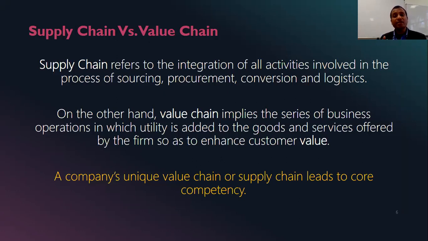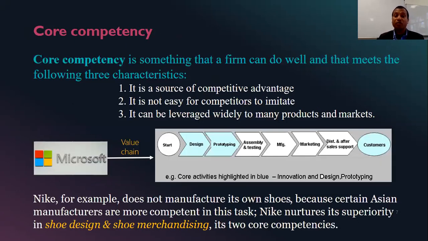So why is the understanding of the supply chain or the value chain or the value delivery process important? It says that a company's unique value chain or supply chain leads to core competency. That means if you add a value in any of the business activities, that gives a firm core competency. And what is the idea behind core competency? Core competency is something that a firm can do well compared to the competitors in three different characteristics.